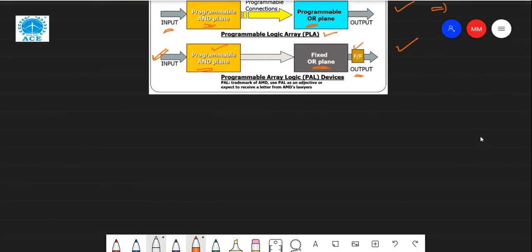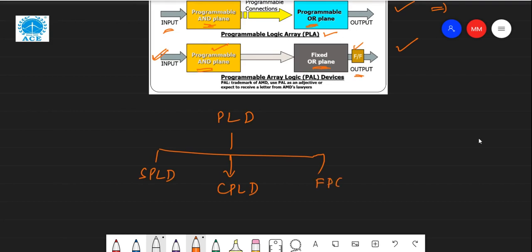Basically, simply, I would like to give another idea of PLD. PLD basically has three types: SPLD, CPLD and FPGA. So what are these three?